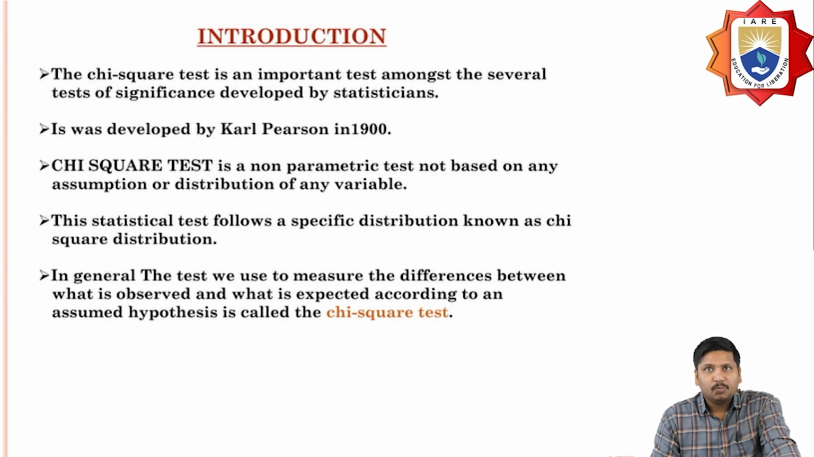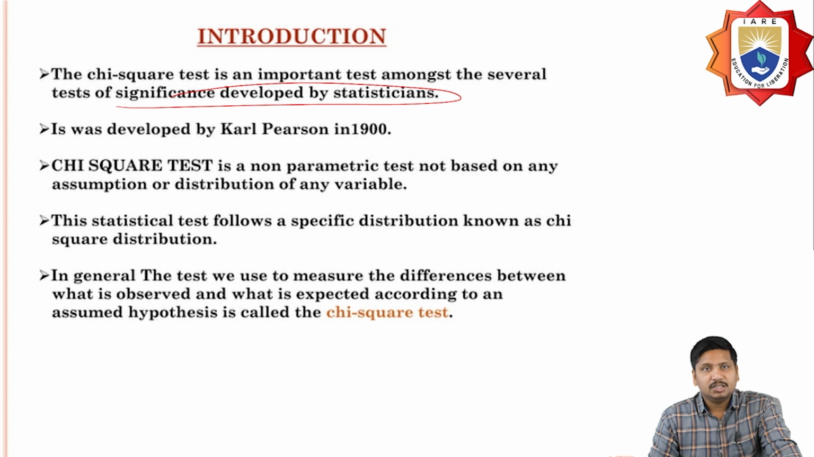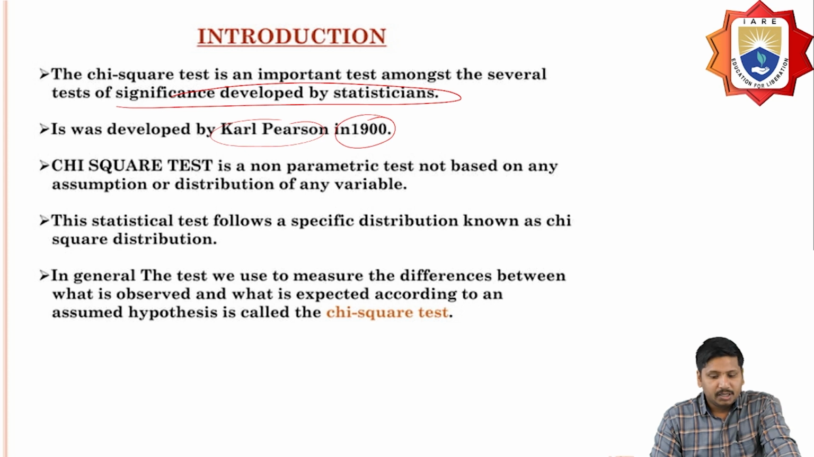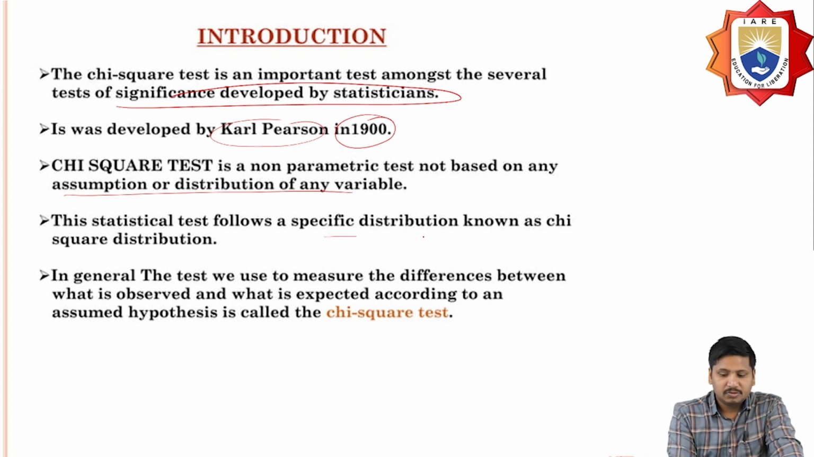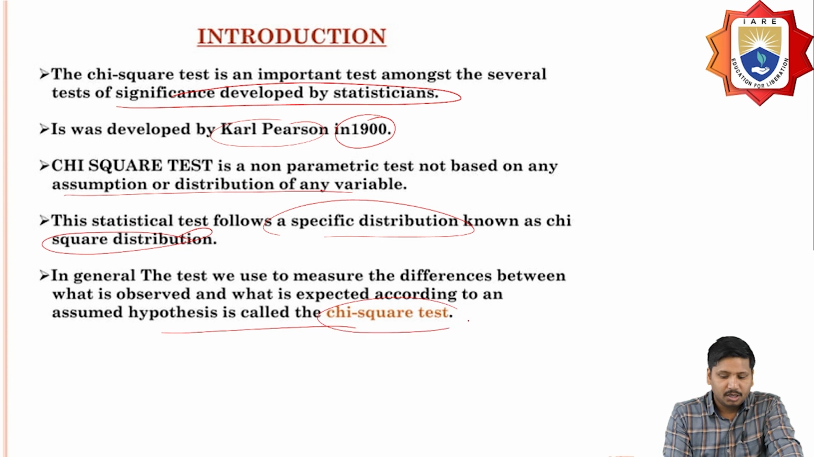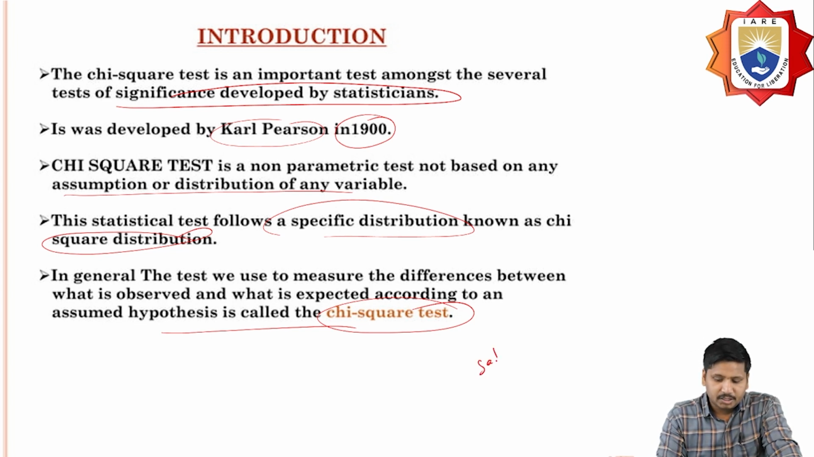The chi-square test is an important test among the several tests of significance developed by statisticians, and it was developed by Karl Pearson in 1900. The chi-square test is a non-parametric test not based on any assumption or distribution of any variable, and this statistical test follows a specific distribution known as the chi-square distribution. In general, the test measures the difference between what is observed and what is expected according to the hypothesis, and that is called a chi-square test.